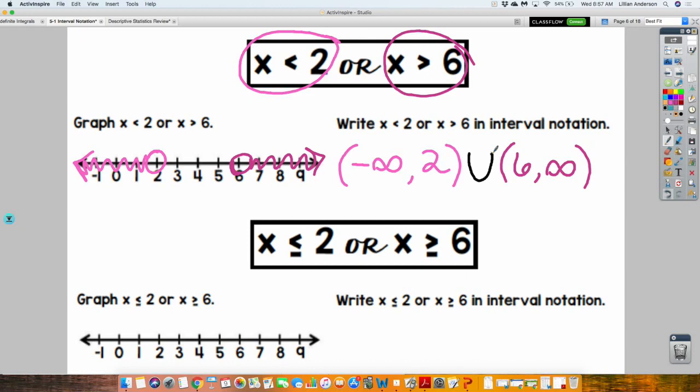Okay? Let's look at the next one. How do I graph this part? Closed circle at 2 to the left. How do I do this part? Closed circle at 6 to the right. So I need to do my 2 interval notations for each colored part.